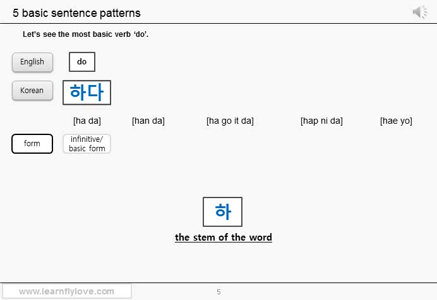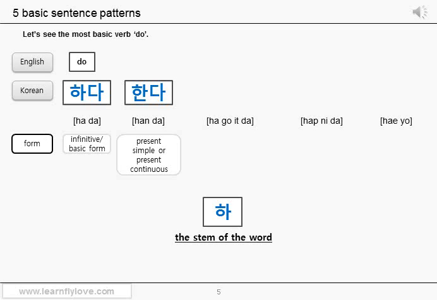Okay? Let's take a look at the next form of the verb do. It's 한다, 한다. This is the present simple form of the verb do with the ending 다 in Korean. We added ㄴ, which sounds like n in English, to the basic form 하다 to make it present simple.